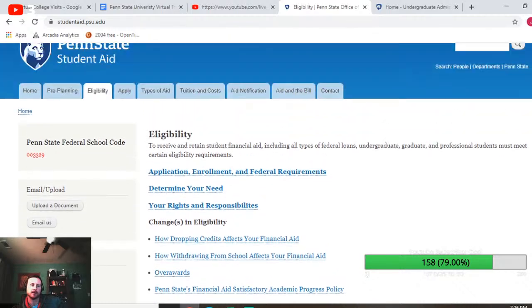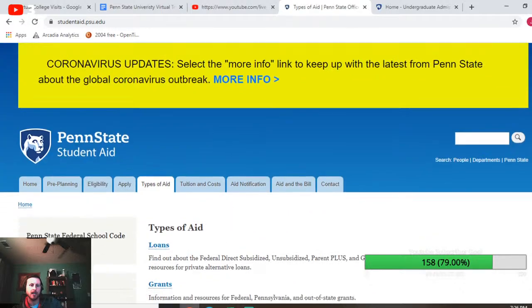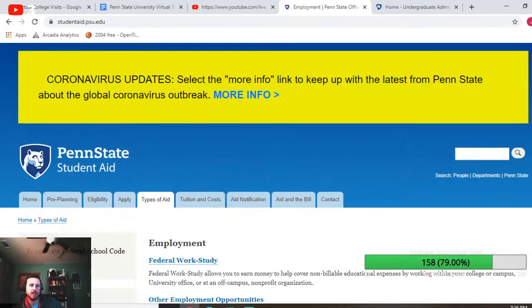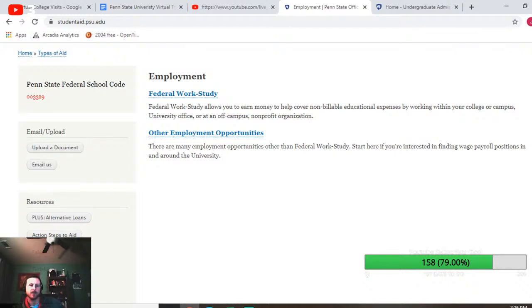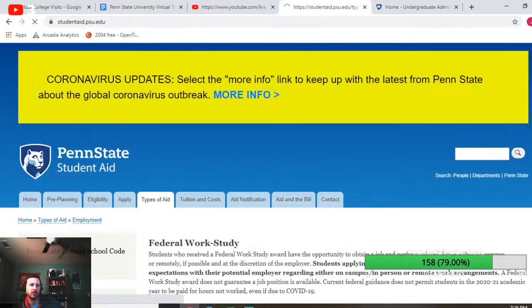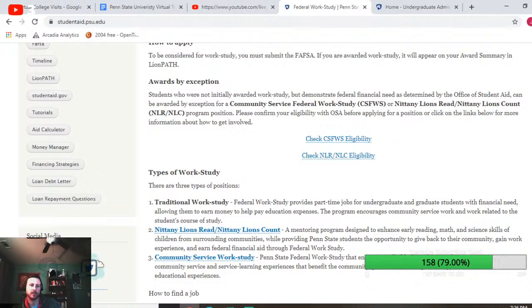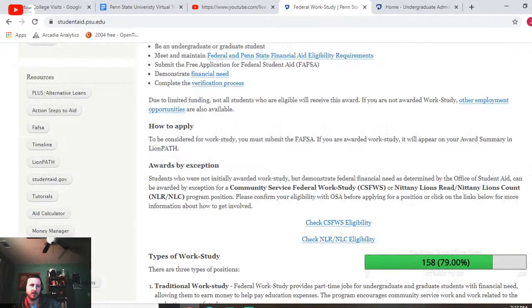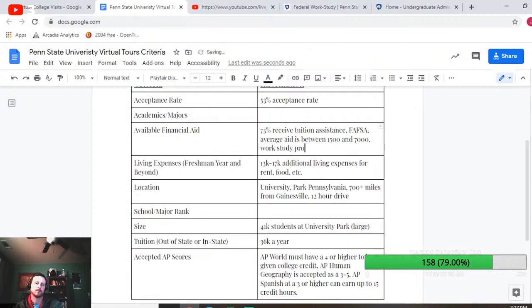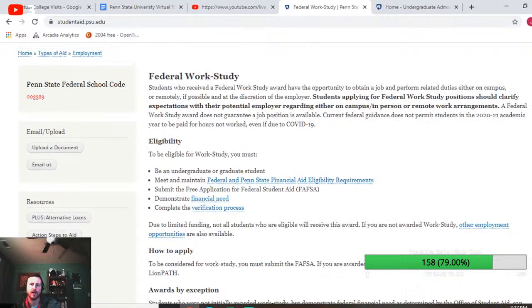Let's see. Types of aid. I mean, that's the one that we were just on. Grants, scholarships, employment. I feel like you would do super well, Adrian, if you like working in some sort of federal work study, like dealing with weather or something like that. I feel like that's right in your wheelhouse. So there's work study, like a mentoring program to enhance reading, math, science skills, community service. So there's work study programs. I don't think it says how much that offsets the costs. But it looks like there's something there. So it does look like eligibility requirements: undergrad, FAFSA, financial need, which I feel like a lot of people looking at out of state schools would definitely have.